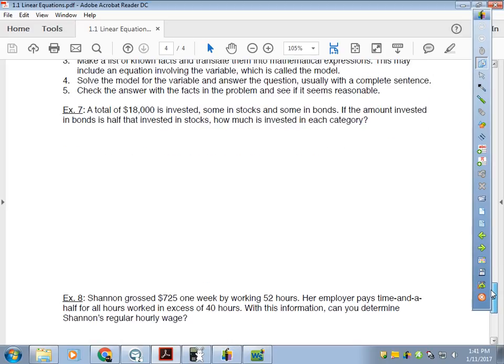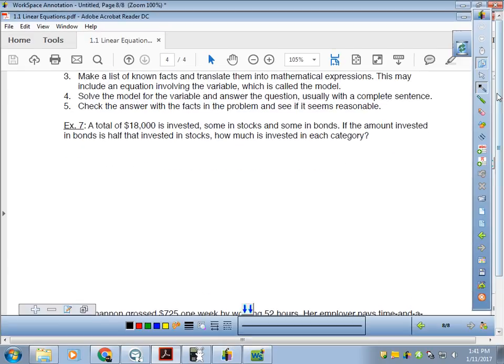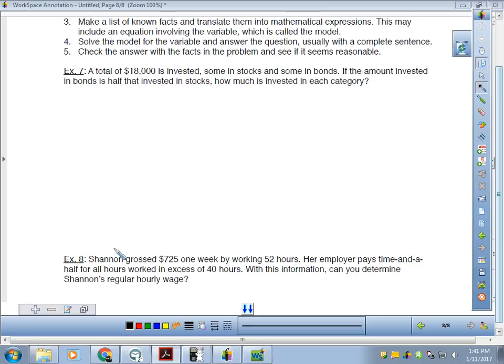So let's look at some application problems here. Example 7 says a total of $18,000 is invested, some in stocks and some in bonds. If the amount invested in bonds is half that invested in stocks, how much is invested in each category? Okay. So there's a couple of things here. We have a total of $18,000, and some is in stocks and some is in bonds. So what that means is if I have stocks plus bonds, when I add them up, in total there has to be $18,000.